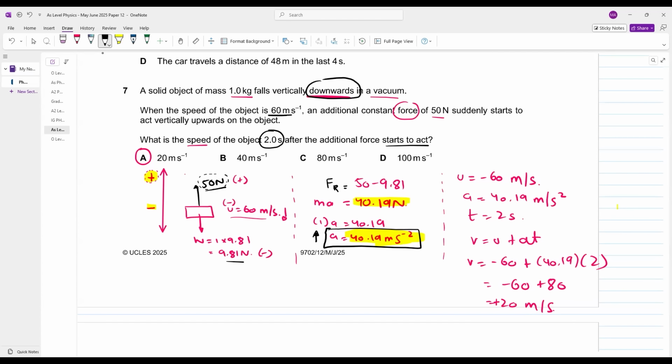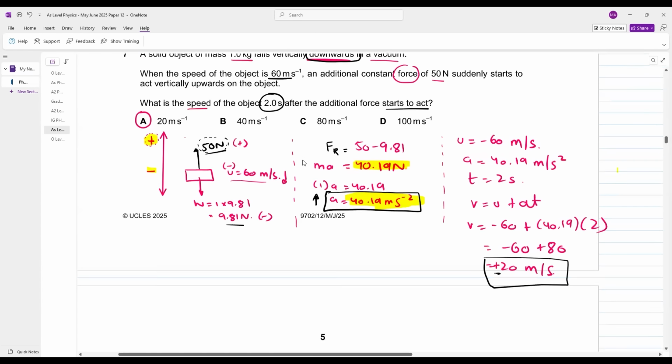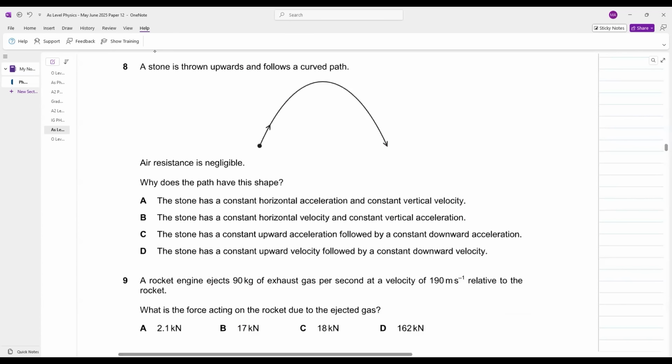Can you calculate the velocity now? 20 meters per second. This positive sign indicates that the velocity is acting upwards. Simple. I hope this question is clear. If you have any question, you can further ask.